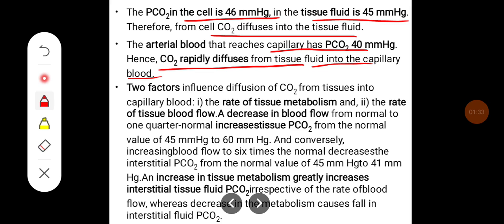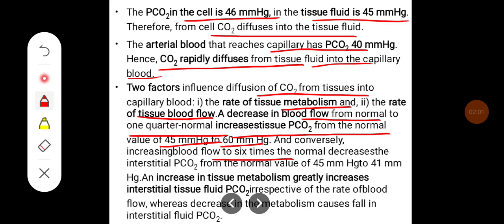Two factors influence the diffusion of carbon dioxide from tissues into capillary blood. The first is the rate of tissue metabolism and the second is the rate of tissue blood flow. A decrease in blood flow from normal to 1/4 normal increases tissue PCO2 from the normal value of 45 mmHg to 60 mmHg. And conversely, increasing blood flow to 6 times the normal decreases the interstitial PCO2 from the normal value of 45 mmHg to 41 mmHg.